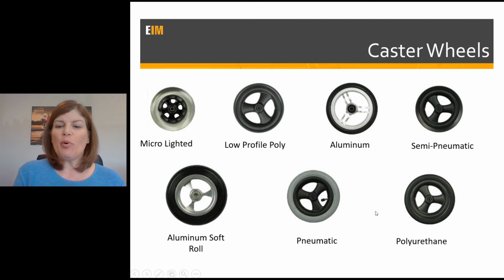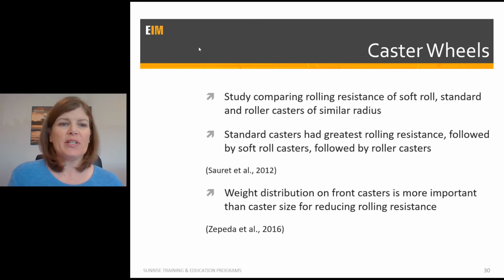You've got your standard polyurethane. This is sort of your typical that would be in a standard wheelchair. You've got a pneumatic, so it's an air-filled, or semi-pneumatic, where it's meant to act like an air-filled in terms of having that smoother ride and reduced vibrations, but it's more of a solid fill so that there's no risk of flats. You've got aluminum soft roll, so these are designed to provide a nice smooth ride for an individual. So lots of choices in terms of caster wheels.